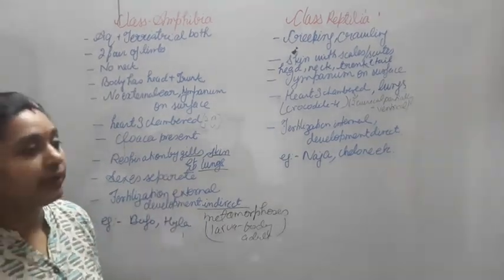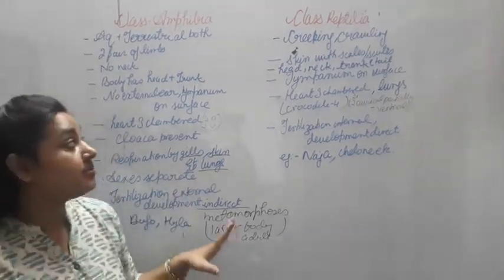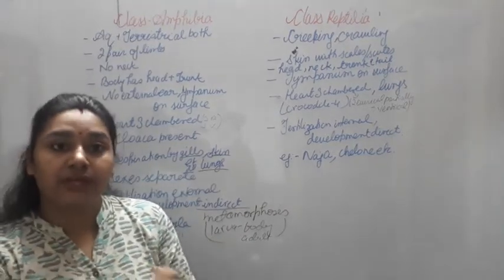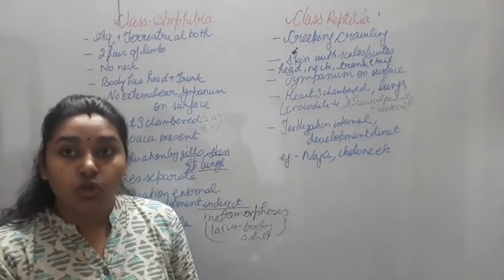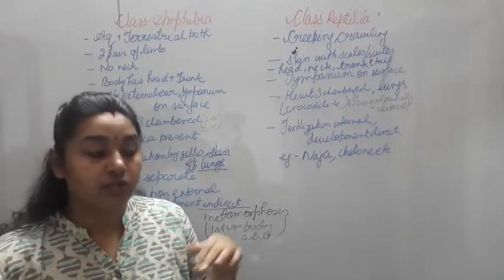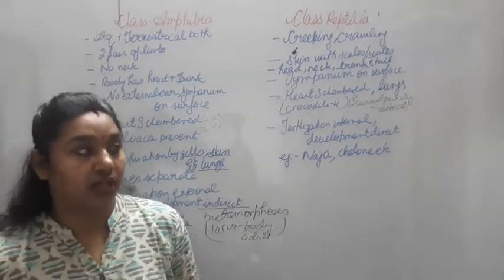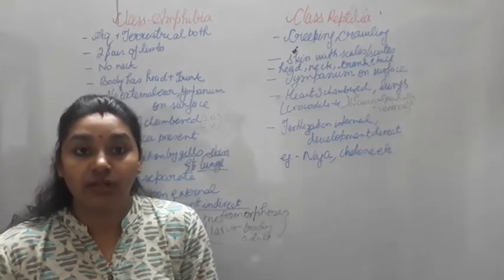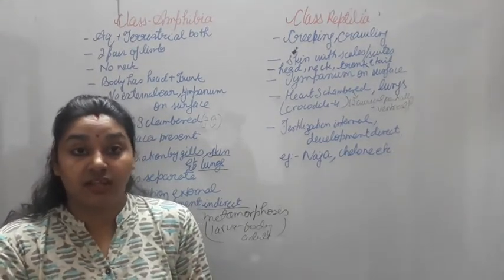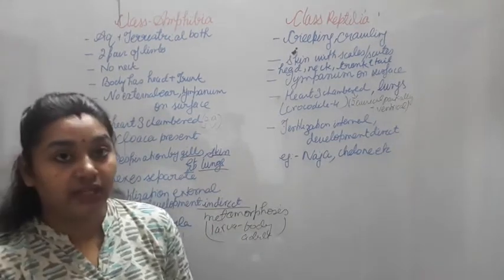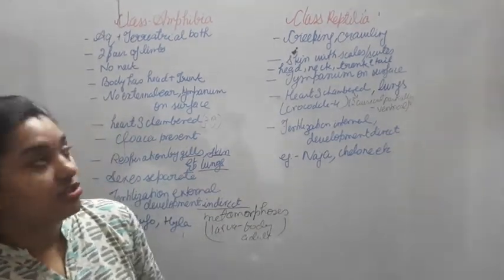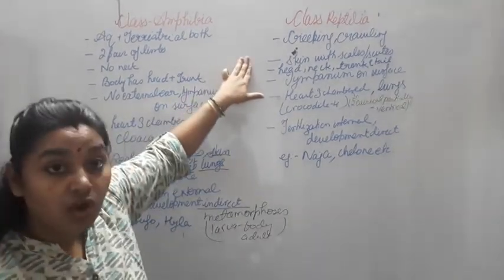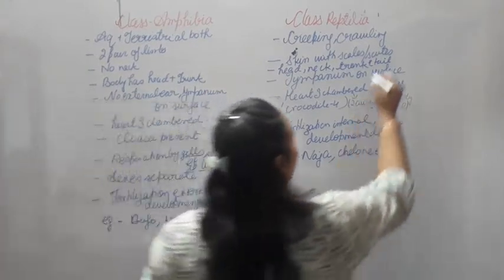Now let us see about the Reptilia. Class Reptilia means the organisms that crawl, that is, those who creep on the ground or move with the support of the ground, like lizard, chameleon and snakes. They are all reptilia. So let us see their features. They creep and crawl for movement.